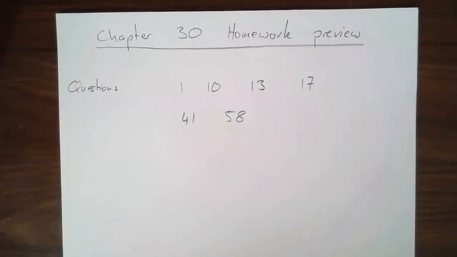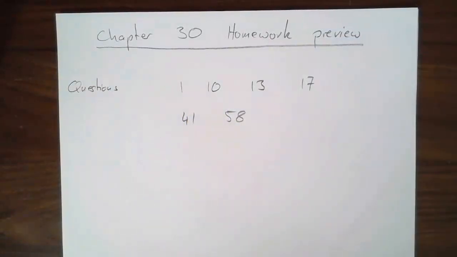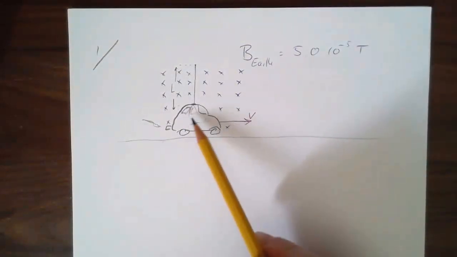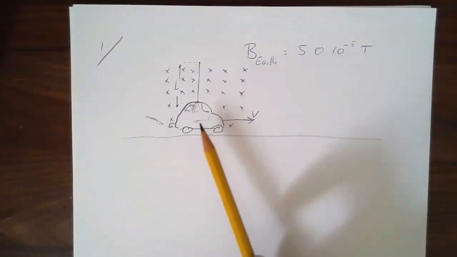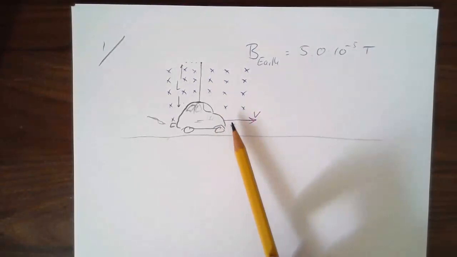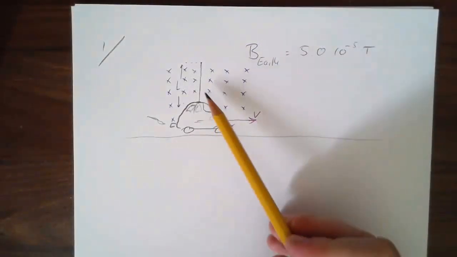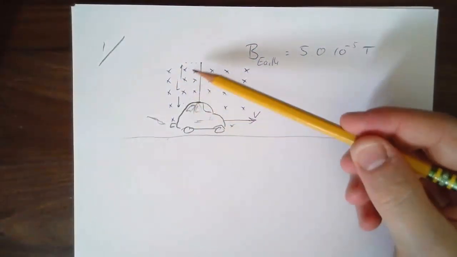Alright, let's get started on the actual questions, namely question number 1. Here's the setup for question number 1. We imagine we're driving. This is my car. It is very artistically drawn, as you can tell. We are driving with a certain unknown speed through a magnetic field. The magnetic field we're driving through is the Earth's magnetic field. And we're assuming, the question tells us, that the magnetic field is at right angles to the antenna.